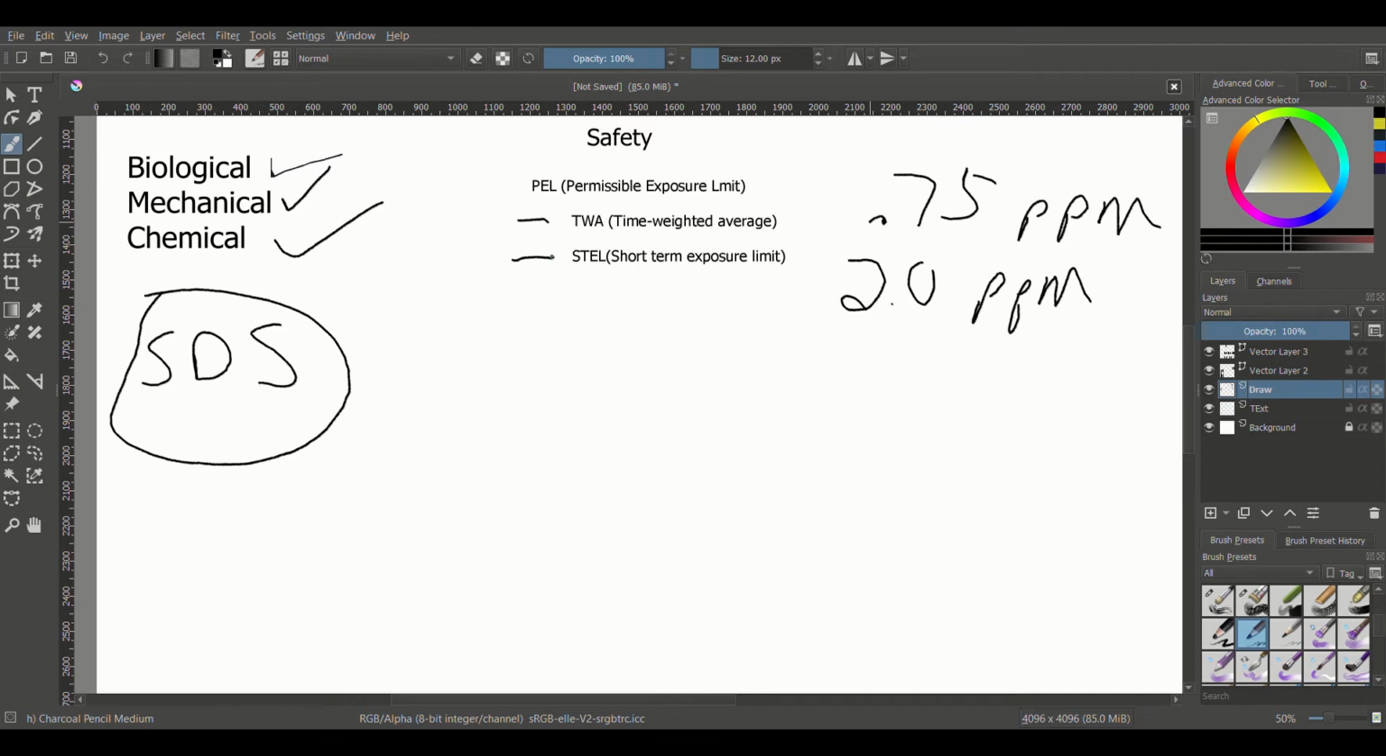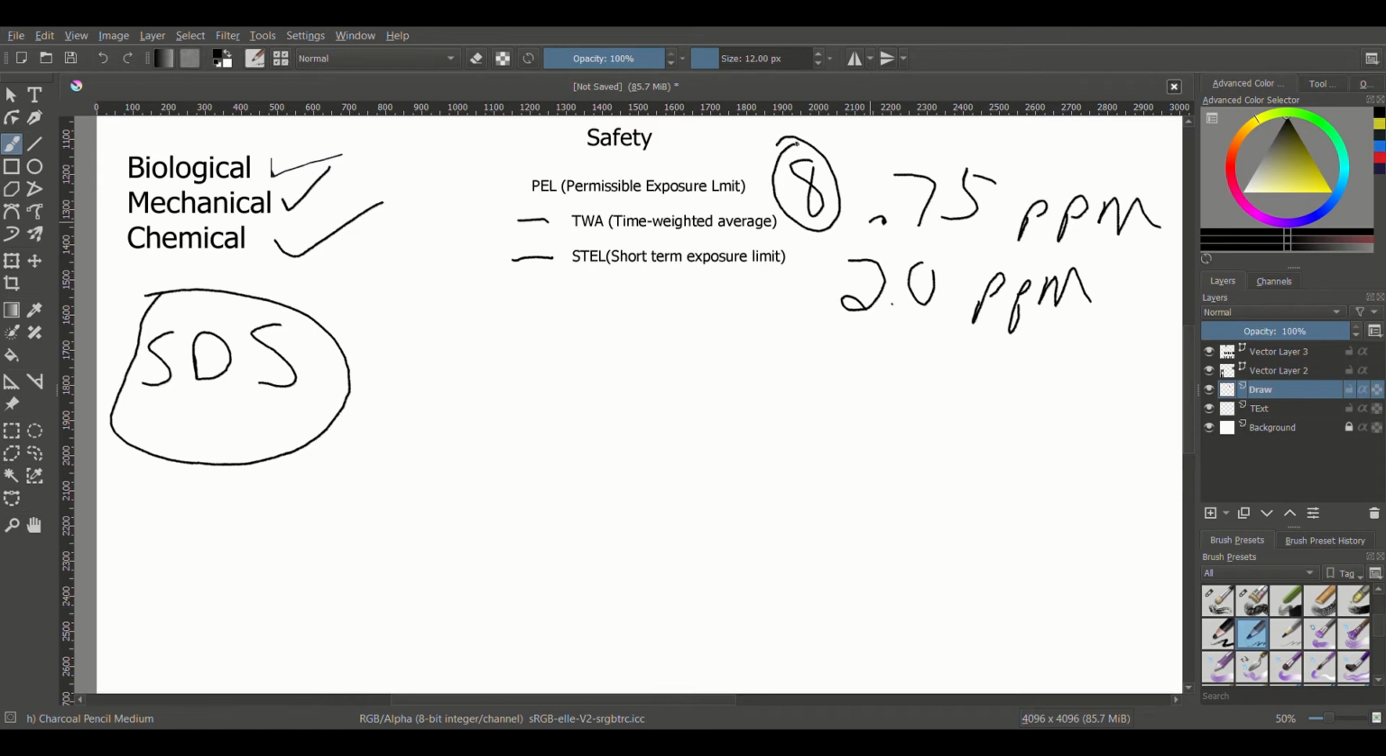So our time-weighted average is our first one. That is 0.75 parts per million, over an 8-hour exposure. So during an 8-hour time period, the average exposure for formaldehyde should not be above 0.75 ppm. Your concentration can't get any higher than that on average over 8 hours.